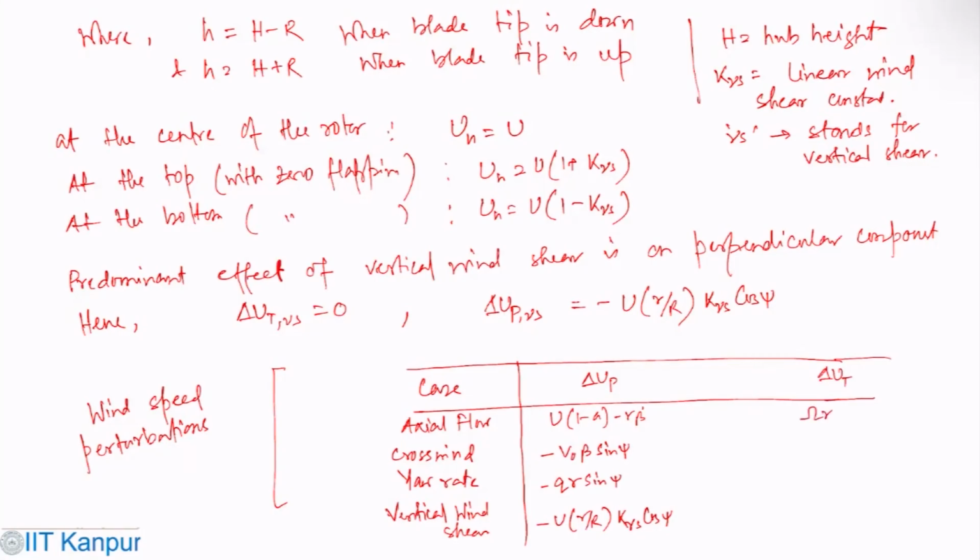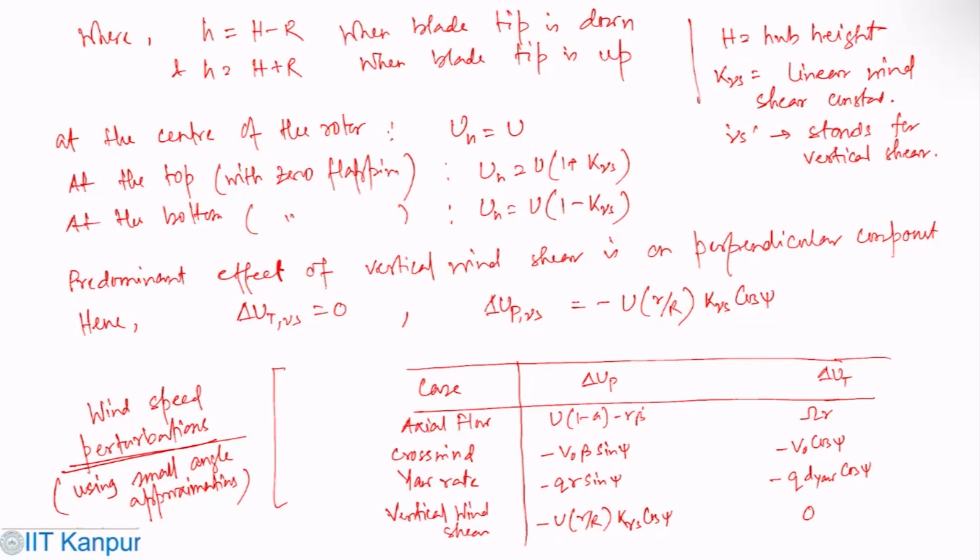This is omega R minus V naught cos psi minus Q d cos psi, and in this case 0. So obviously, using this small angle approximation, this is a table that you can have for wind speed perturbation, I mean the summarized thing.